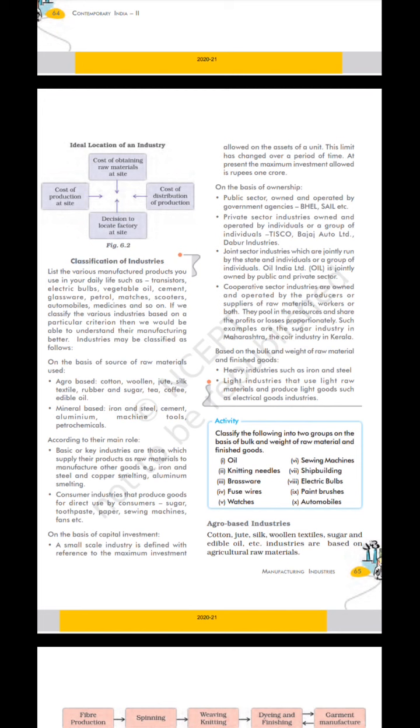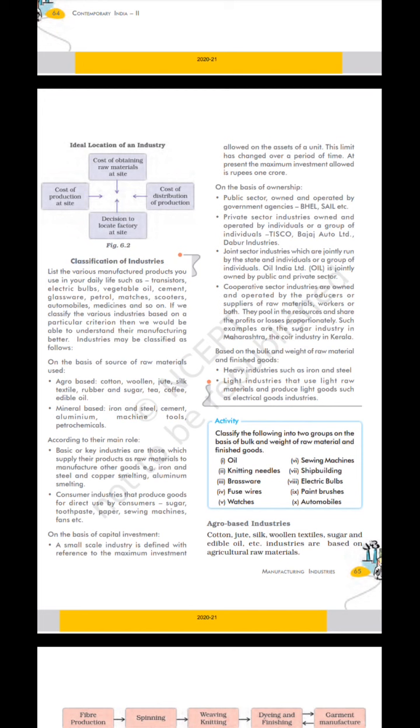On the basis of source of raw materials used: agro-based: cotton, woolen, jute, silk, textile, rubber and sugar, tea, coffee, edible oil. Mineral-based: iron and steel, cement, aluminum, machine tools, petrochemicals.